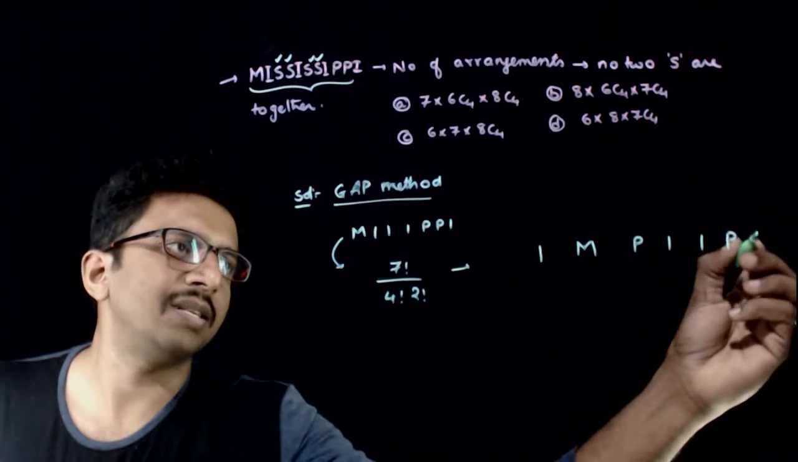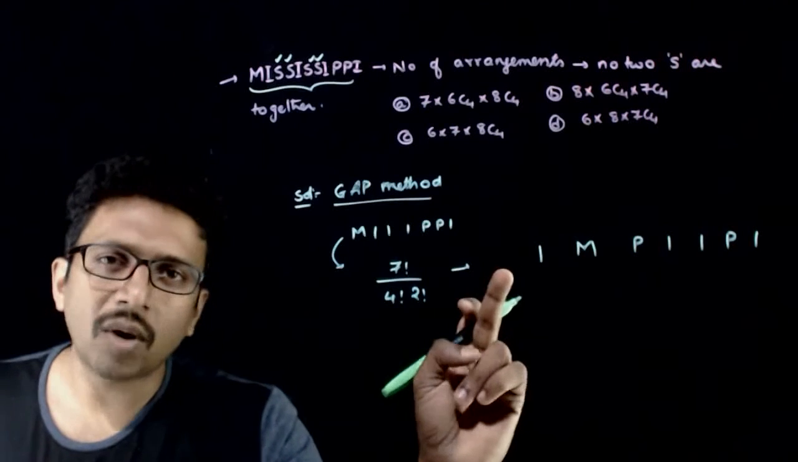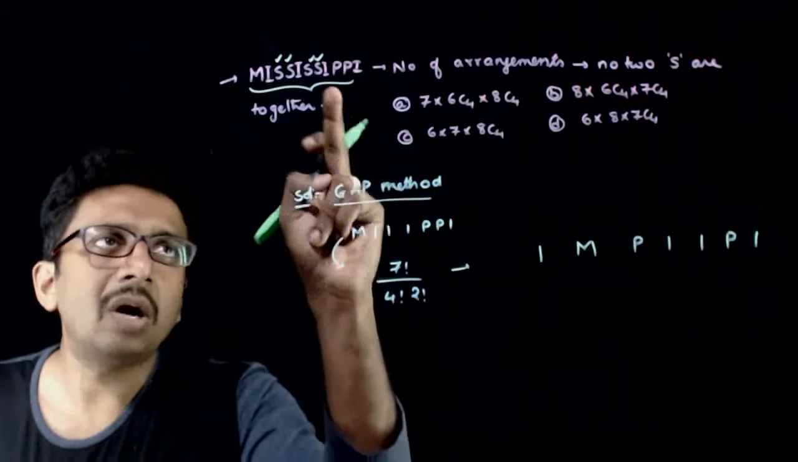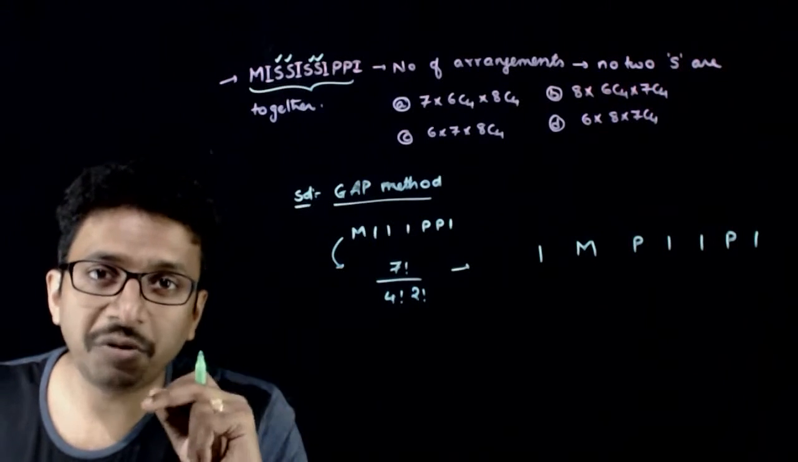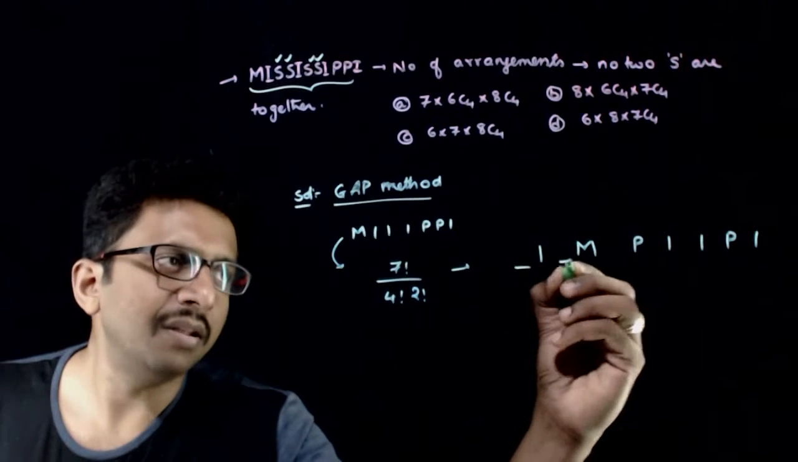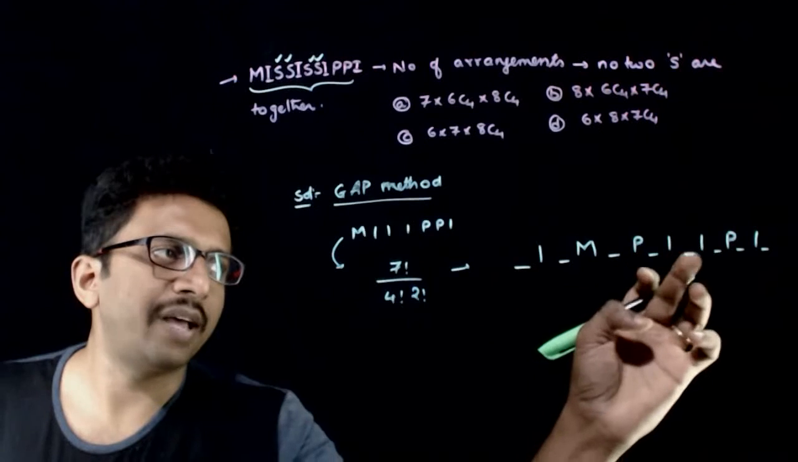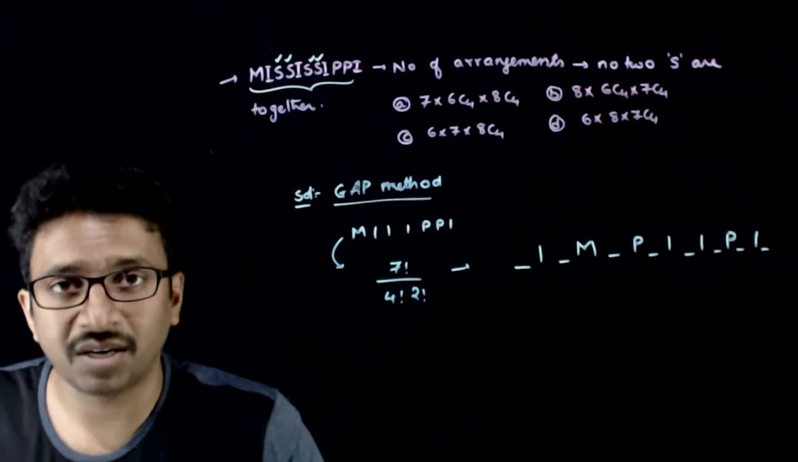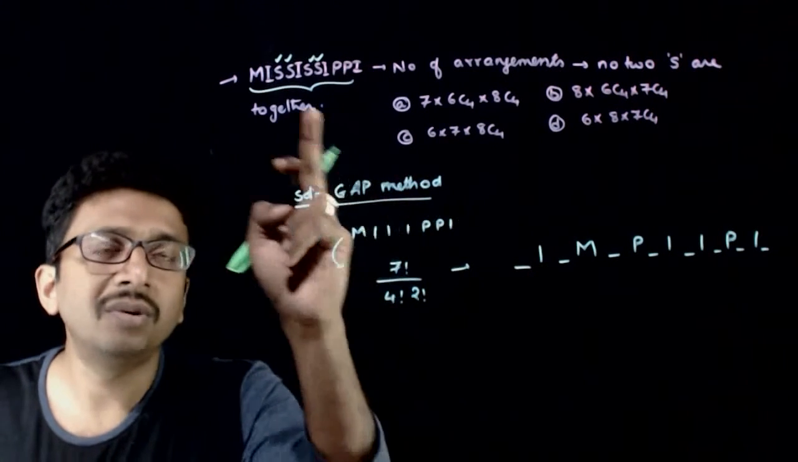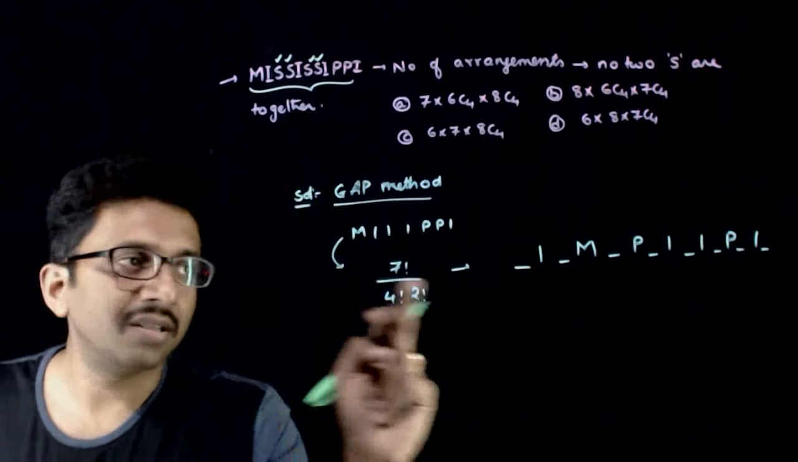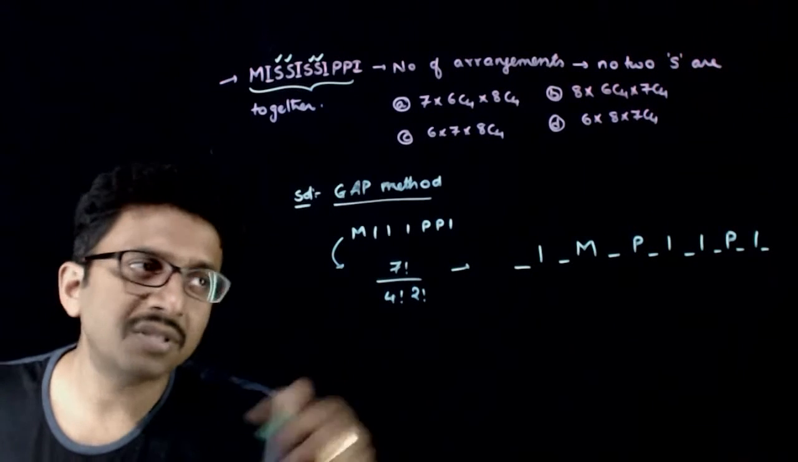1, 2, 3, 4, 5, 6, 7 letters. Now, once I have arranged these 7 letters, because S's don't want to be together, I have to arrange them in the gaps that are formed. So 1, 2, 3, 4, 5, 6, 7, 8. There are 8 gaps that are formed. So in how many ways can you arrange 4 S's in 8 gaps?